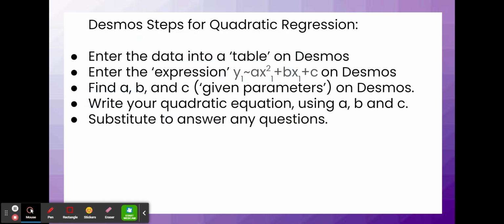All right. Desmos steps for quadratic. Enter the data into the table in Desmos. Enter the expression y1 tilde ax squared 1. By the way, if you put ax1 and then the square, it won't matter. It'll automatically put it in the right location. Plus bx1 plus c on Desmos. Then you're going to find A, B, and C. So that will tell us that information on Desmos. And then using that, we can write our quadratic equation and substitute to answer any questions they may give us.